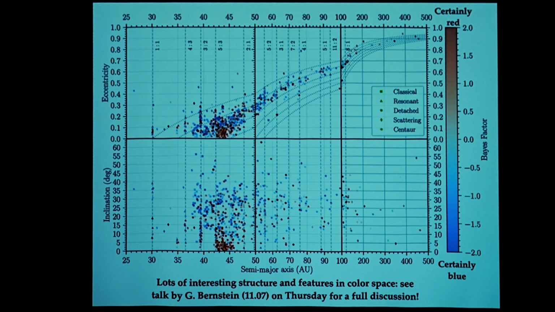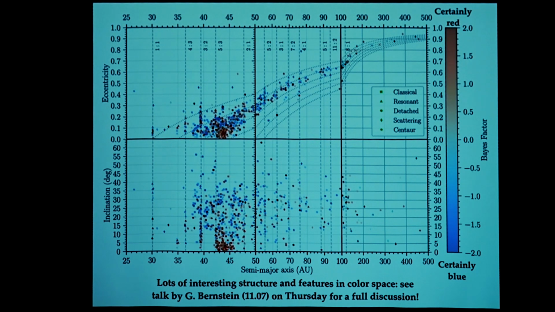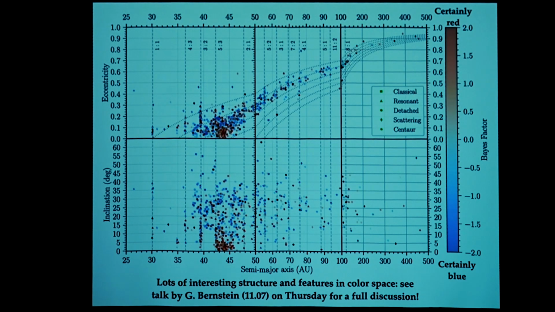So this is a figure that I will not talk to you about, because you're going to hear me talk about this on Thursday. But this is what happens when you have your usual semi-major axis, eccentricity, inclination diagram, but the color of each point represents the TNO color. So there's clearly a lot of structure in this parameter space. There's lots of interesting things to be studied. So stay tuned for Larry's talk on Thursday for some more discussion about this.